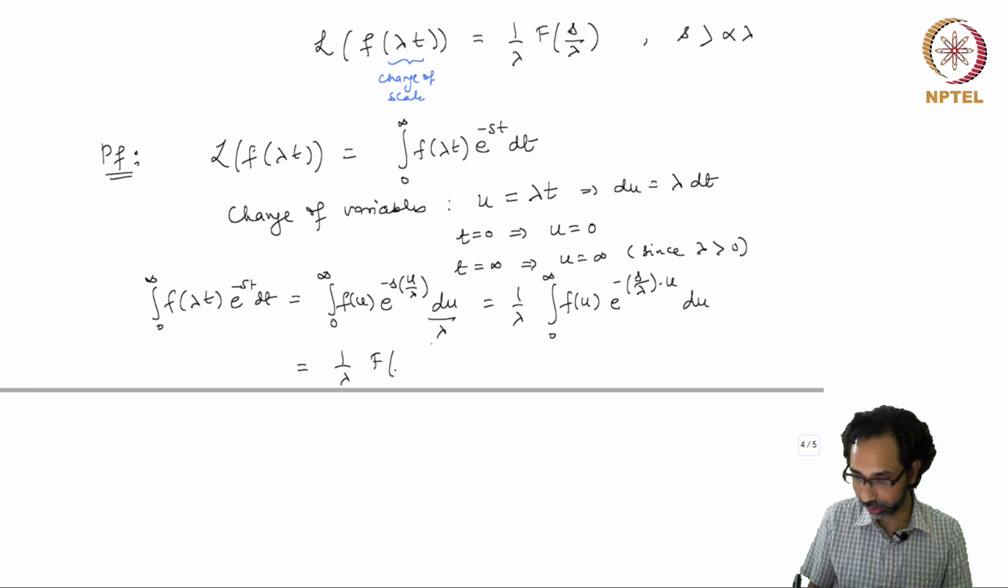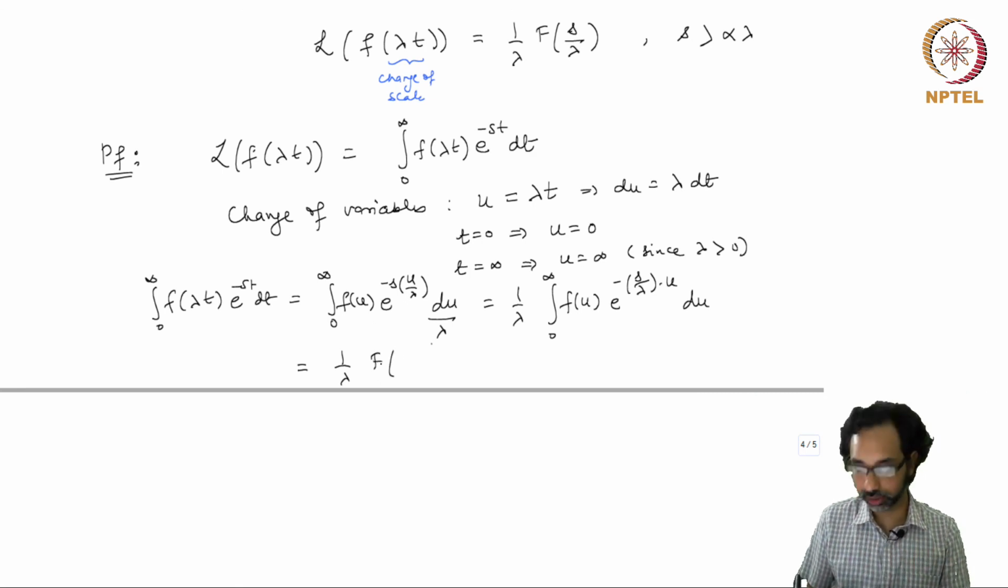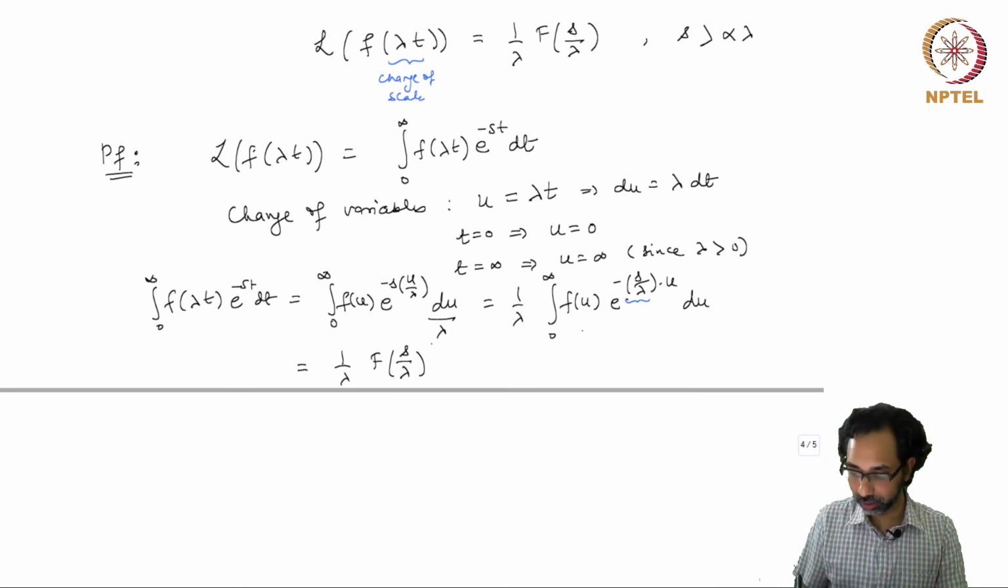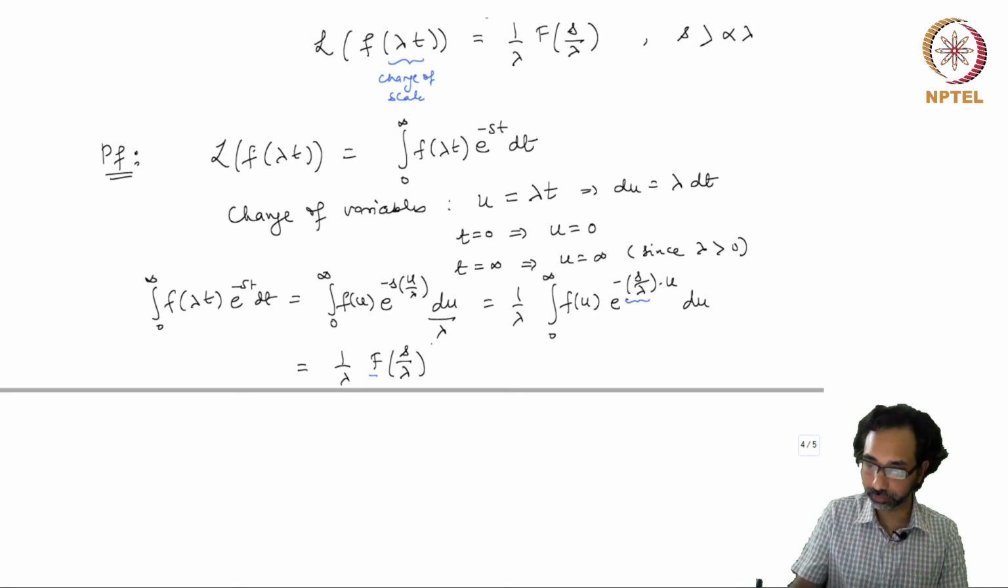And now it becomes clear that this is the Laplace transform of the original function f of t, evaluated at the point s over lambda, because you have this coefficient as s over lambda. The other parts of the integral remain the same. So this is just the Laplace transform of f evaluated at the point s over lambda.